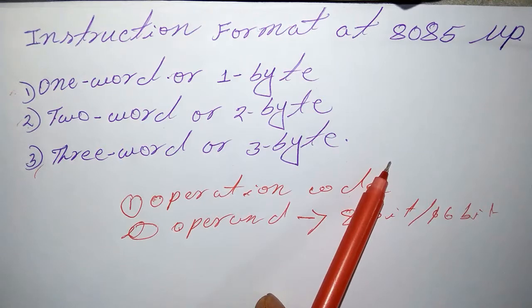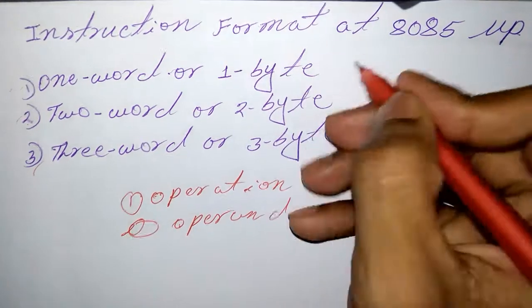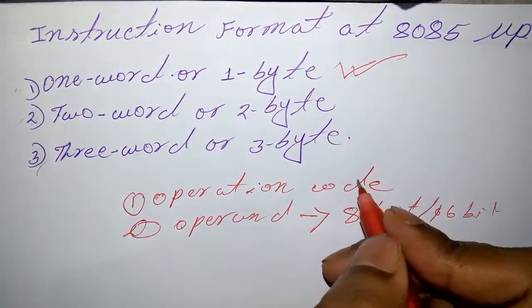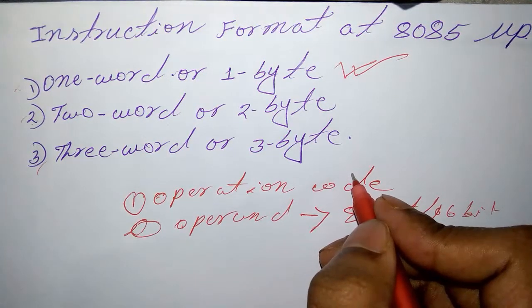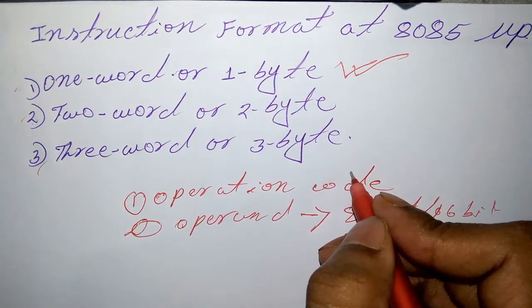So a 1 byte instruction includes the opcode and operand in the same byte. Operands are internal registers and are coded into the instruction.